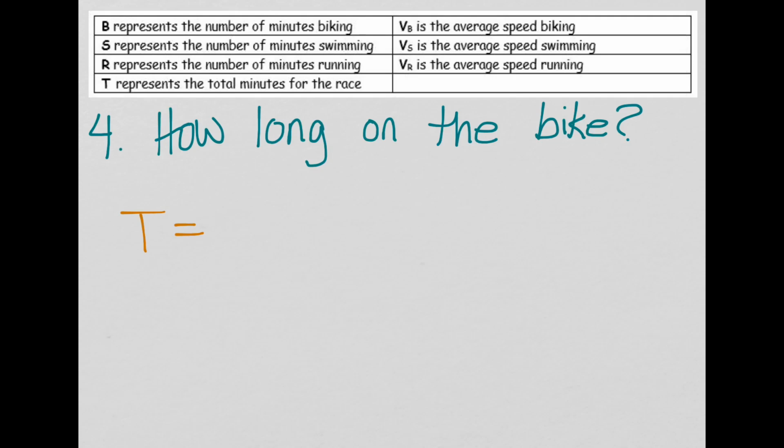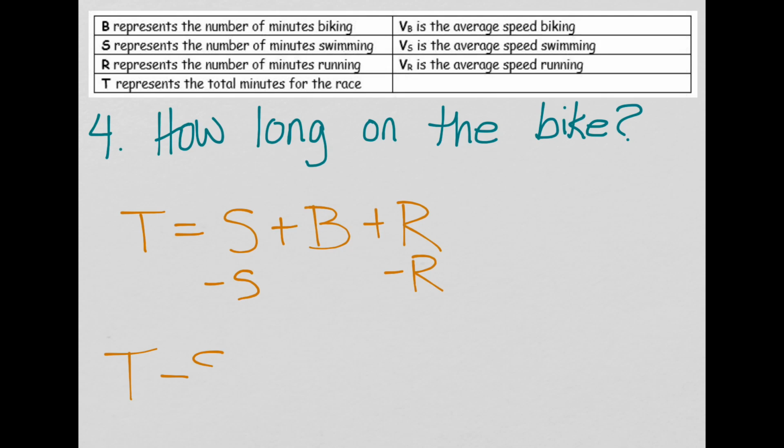And the total time that I spent on the race was how long I spent swimming, plus how long I spent biking, plus how long I spent running. Right? Doesn't that make sense? That's the triathlon. You swim, you bike, you run. That's the total. Well, I want an expression without using B. So what I could do here is I could move these over and say that the total number of minutes I spend minus the time I spent swimming minus the time I spent running, that would equal how long it took me on the bike, right?